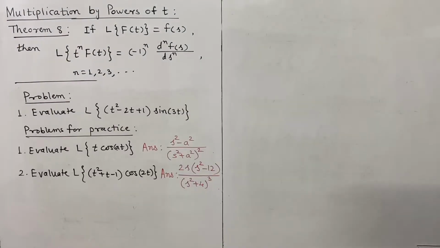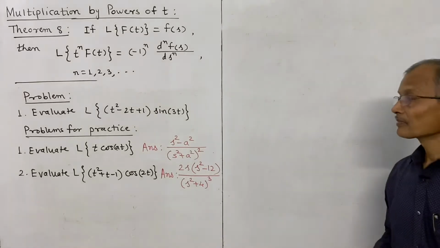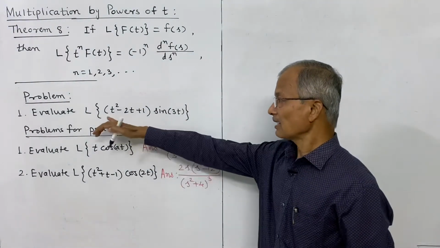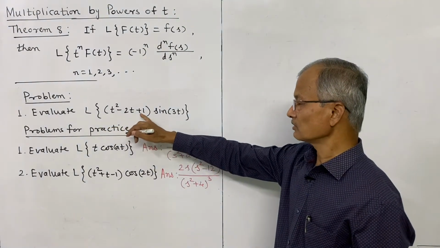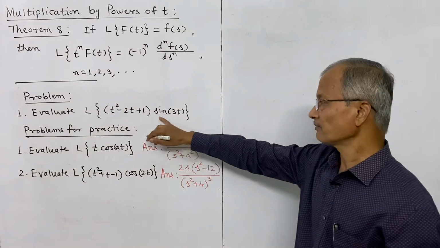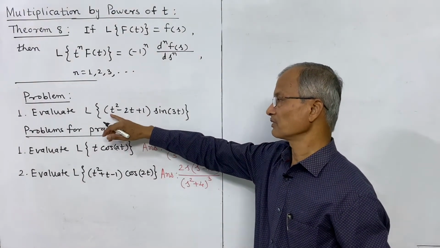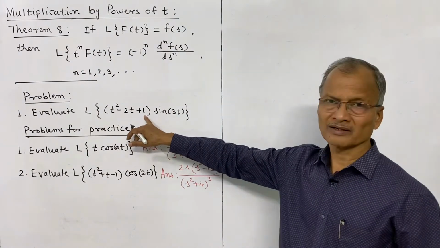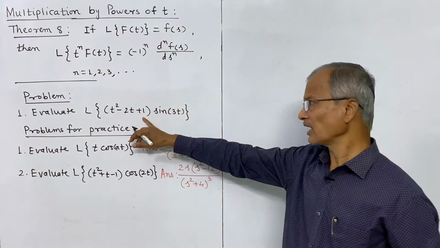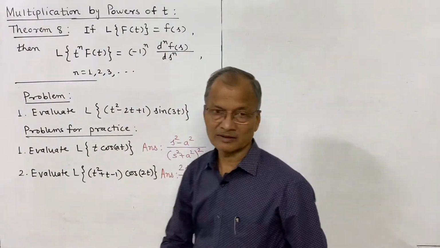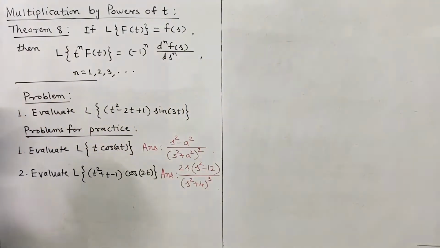Now we shall solve problems on this theorem or the result. The first problem is: evaluate the Laplace transform of (t square minus 2t plus 1) into sine 3t. Actually this is f of t and it is multiplied by powers of t, here t square, t power 1, and here there is no multiplication by t, it is only 1. But at first we shall write this by using the linearity property. Solution for problem first.